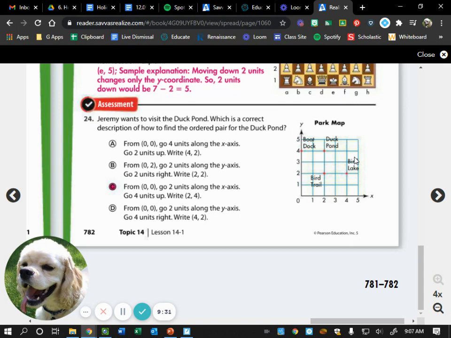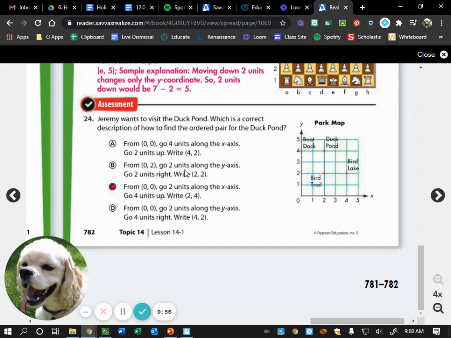Questions on this one? So this one was a little tricky. I know some people marked B, but you want to make sure that the coordinate they're telling you to write is correct. Yes, Mackenzie? I wrote B and C because I knew there was only one answer, but when I went to 0, 2 and then across 2, I found it landed on the duck pond.